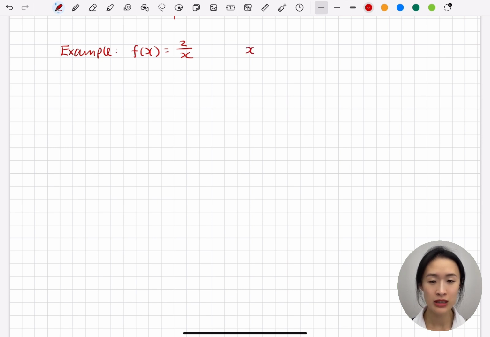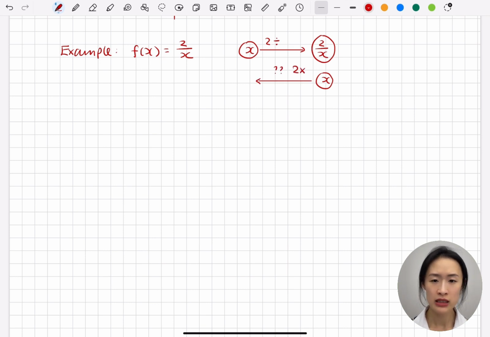So many people will just say, well, the input is going to be x, and then I do 2 divided by, so then that will give me 2 over x. Now let's check, see if this is correct. Now, what is the inverse of 2 divided by? Is it times by 2 or 2 times? Let's have a look, see if that will give me the same answer.